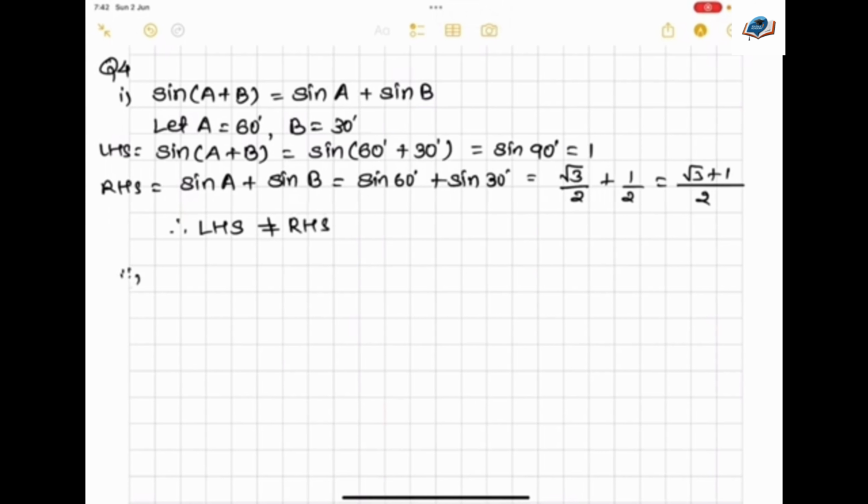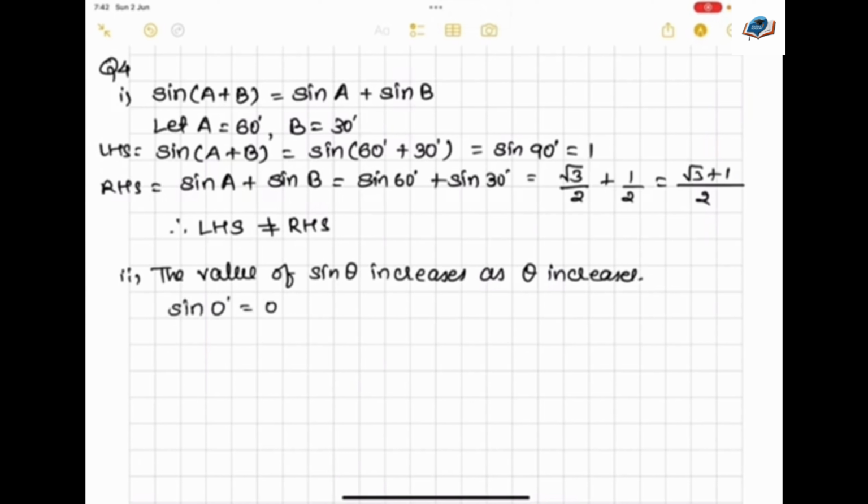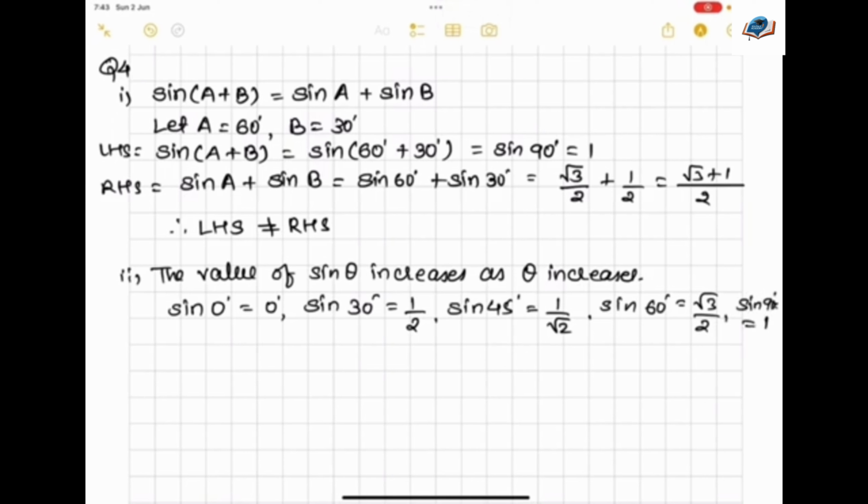Therefore it is false. Second one is the value of sin theta increases as theta increases. Here first I am taking sin 0 is 0, sin 30 is 1 by 2, sin 45 is 1 by root 2, sin 60 degree is root 3 by 2, and sin 90 equal to 1. So therefore value of sin theta increases as theta increases. So it is true.